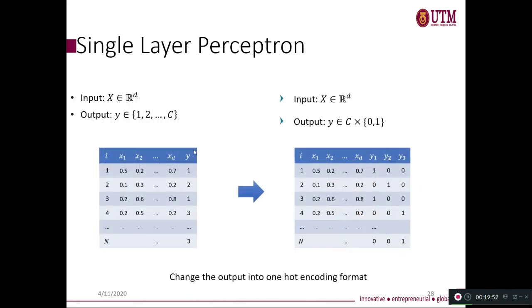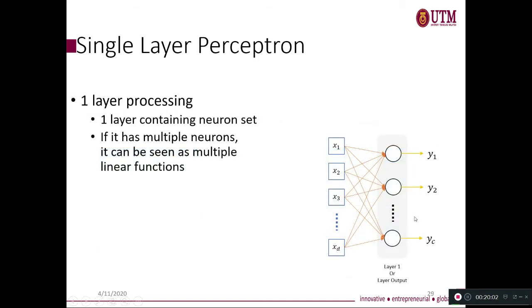Okay, so you can see that once you change into this one hot encoding format, now your network will become like this. Meaning that if you have 3 classes at the output layer, you will have 3 neurons. If you have n number of classes, or C number of classes in this notation, then at the output layer you have n neurons. So that is the architecture of ANN in single layer perceptron.